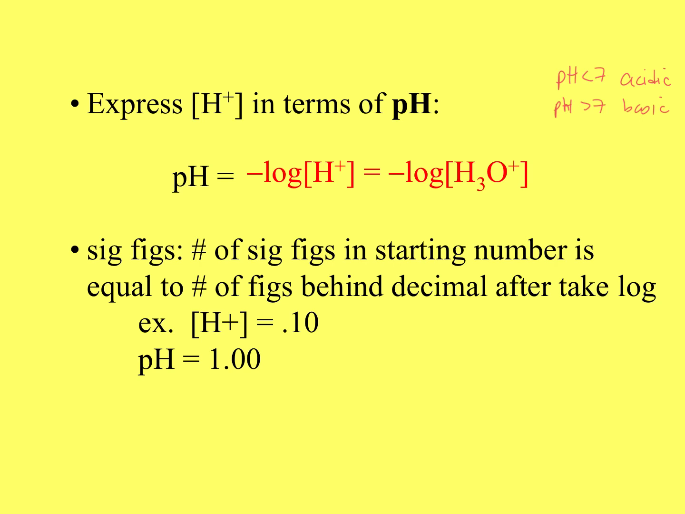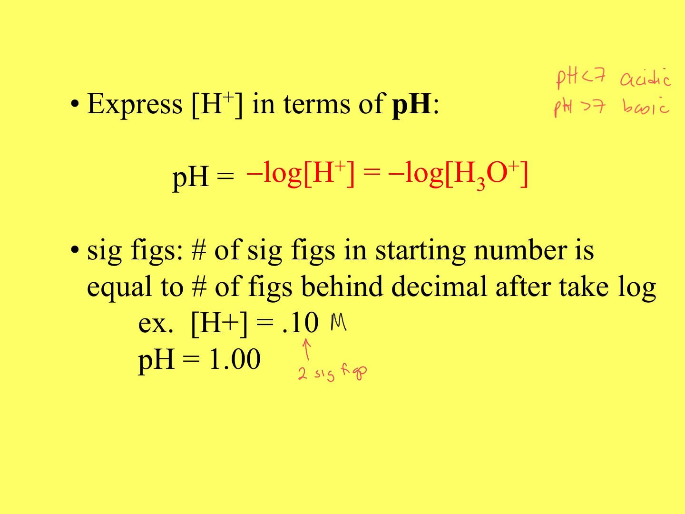Okay, then the main calculation that you have to deal with is that the pH equals the negative log of the hydrogen concentration. Regarding sig figs, the rules are a little bit weird about this one, but the number of sig figs in the starting number is equal to the number of sig figs behind the decimal after you take the log. So in this example, if the hydrogen concentration equals 0.10 molar, you notice that this number is 2 sig figs.